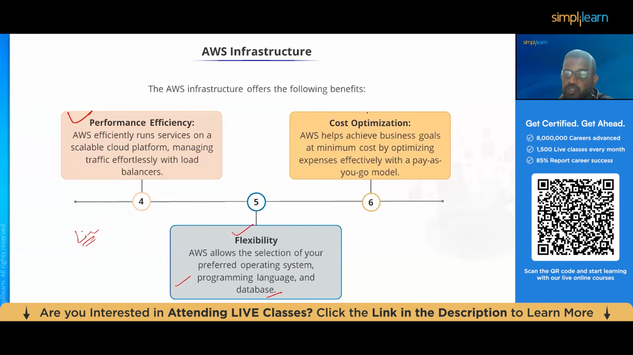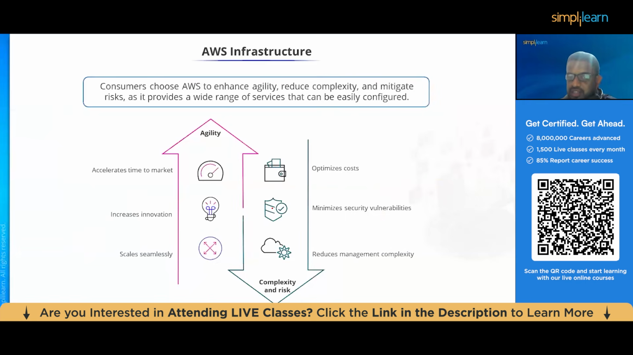Then finally, cost optimization. So folks, pay as you go model. How much you are consuming, based on that, you are going to pay for it. That's it, right? Now, here in this diagram, you can see we are increasing agility and reducing the complexity and risk. How? Accelerate time to market. So, folks, AWS is providing a solution as per the market requirement, right?